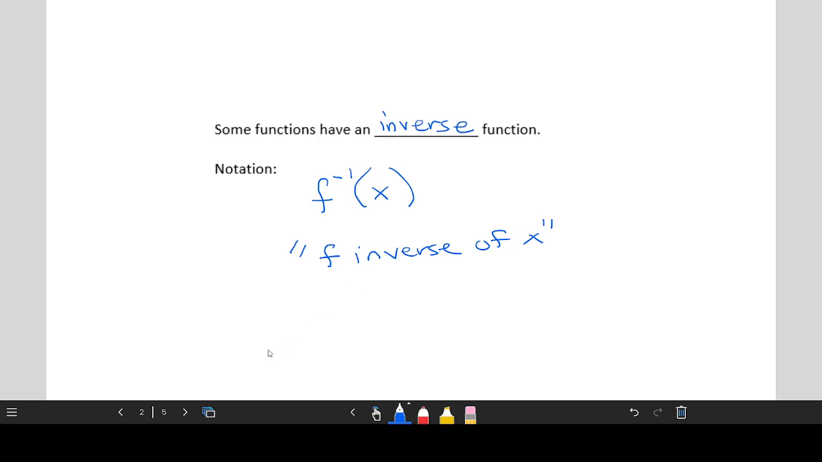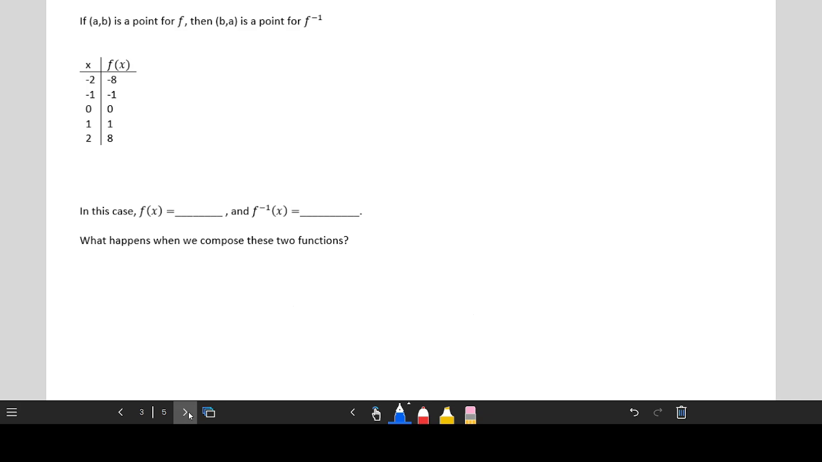So we've said what it's not. What is it? What would an inverse function look like? You might be wondering. And we can look at this with a table to start off with. If a point (a, b) is a point for a function f, then the point (b, a) is going to be a point for the inverse of f. So to find the inverse of f, we're just taking each point and switching the x and the y coordinate. So let's do that for this function here.